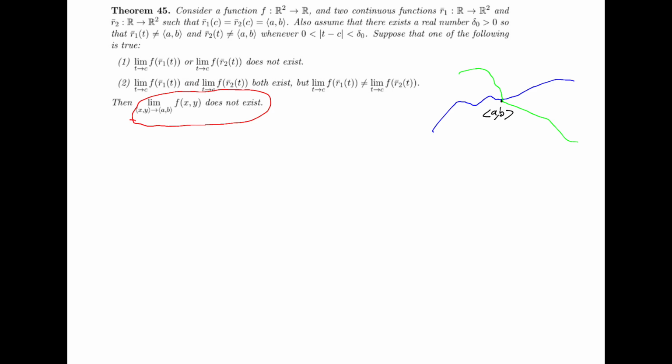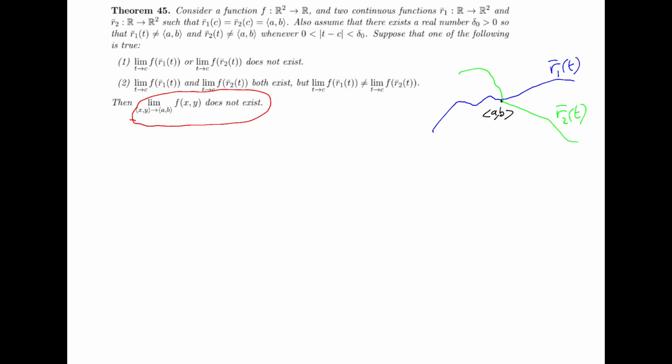Let's say the blue path is R1(t), and the green path is R2(t). Now there are some conditions on these paths, but basically what they mean is that these paths should only cross the point (a,b) once. Well, actually only in a small neighborhood of this point where t equals c, but this is how we will use it in practice. So the path should only go through the point (a,b) once.